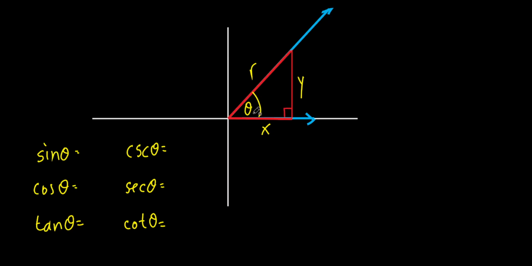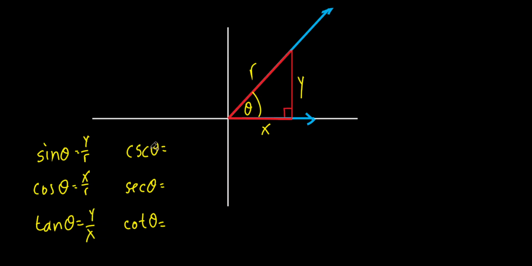So what is the sine of this angle? What over what? Y over r, because it's opposite over hypotenuse. So it's y over r. The cosine is adjacent over hypotenuse, so it's x over r. And the tangent is opposite over adjacent, which is y over x.